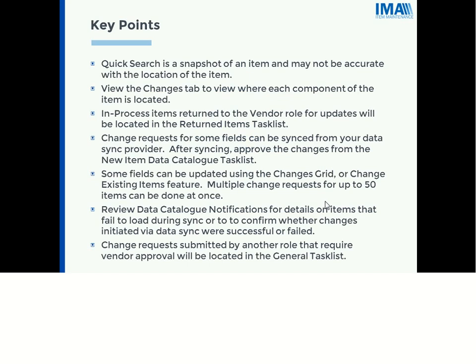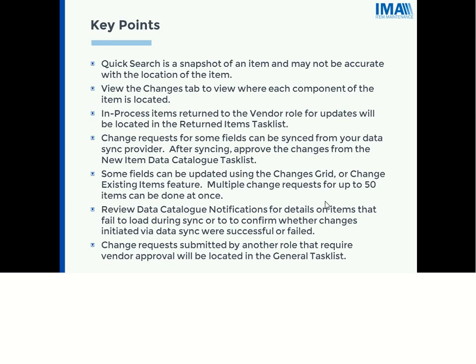Okay, so speaking of that, we're going to do just a quick review of some of the key points from today's session. Quick search is a snapshot of an item, and it may not be accurate with the location of the item. View the Changes tab to view where each component of the item is located. In-process items returned to the vendor role for updates will be located in the Returned Items task list.